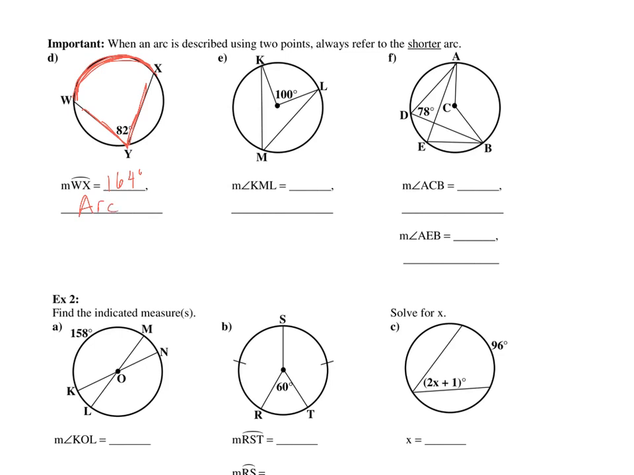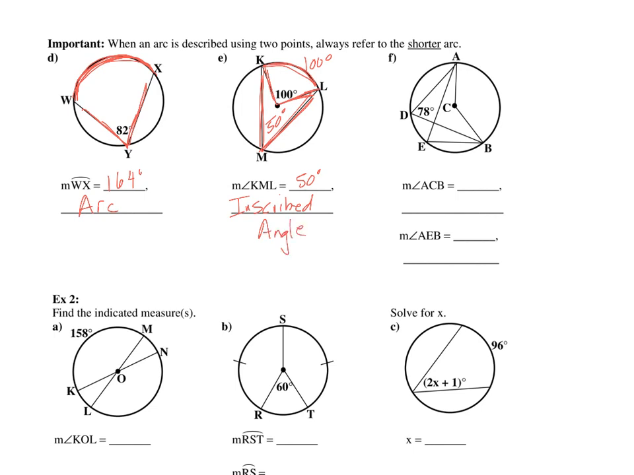For part E, KML. What is KML? This is 100 degrees, which means the arc is 100 degrees. So here I have an inscribed angle. The arc is 100, so the inscribed angle must be 50 degrees. And like I said before, I'm working with an inscribed angle.